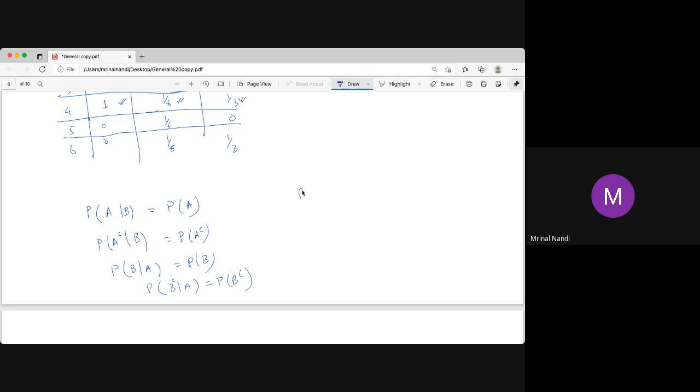Also, you can say that probability of A given B complement is probability of A, and probability of A complement given B complement is also probability of A complement, and probability of B given A complement is probability of B, and probability of B complement is just homework for you. Actually, if I say one of these, you can prove the other 7. So these all are equivalent. If I say one of them, you can prove the other 7.